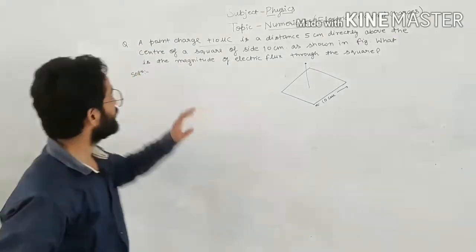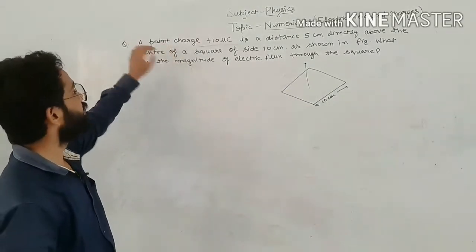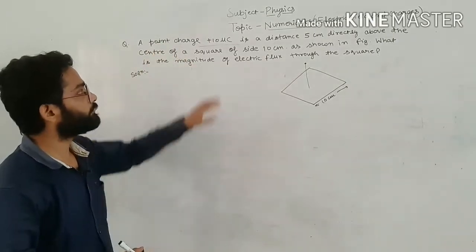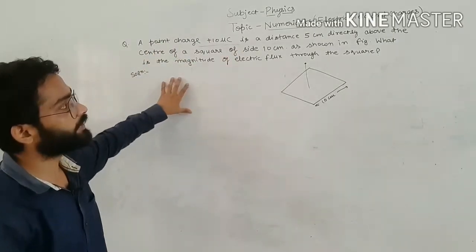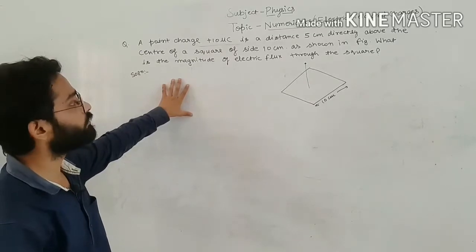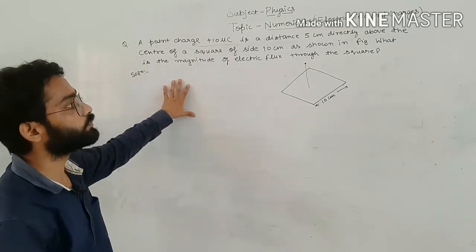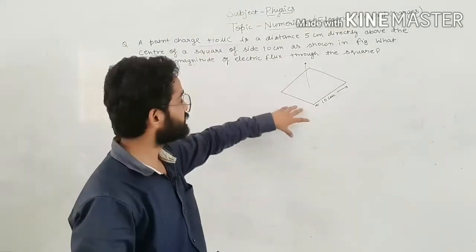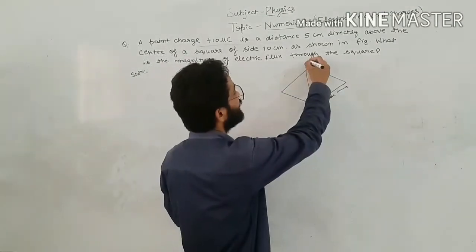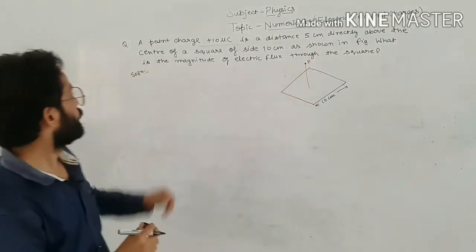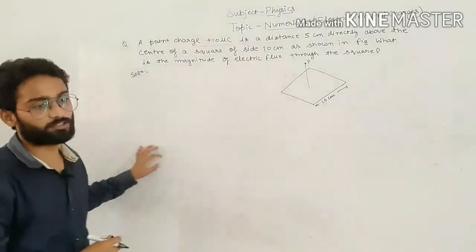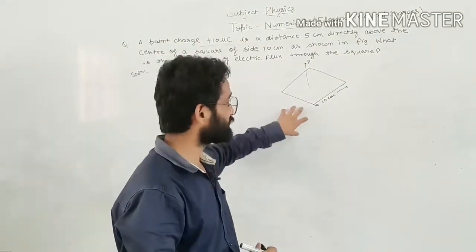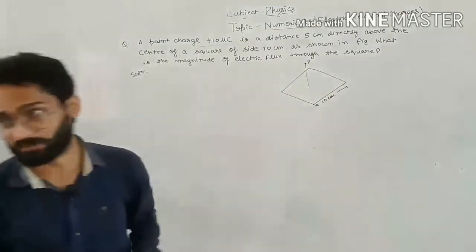Yes, now we are ready with another question. A point charge of plus 10 microcoulomb is at a distance of 5 centimeter directly above the center of a square of side 10 centimeter, as shown in the figure. As we can see, this point is here. Let this point be P. What is the magnitude of electric flux through the square? Due to this square, what is the electric flux at this point?